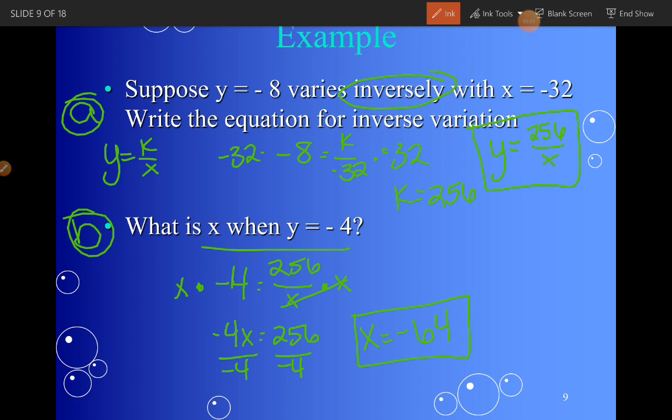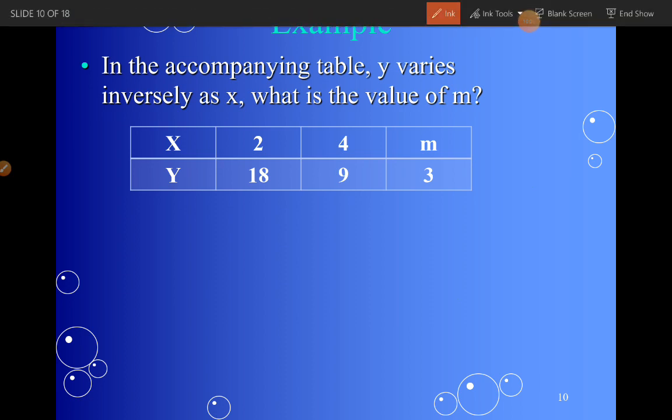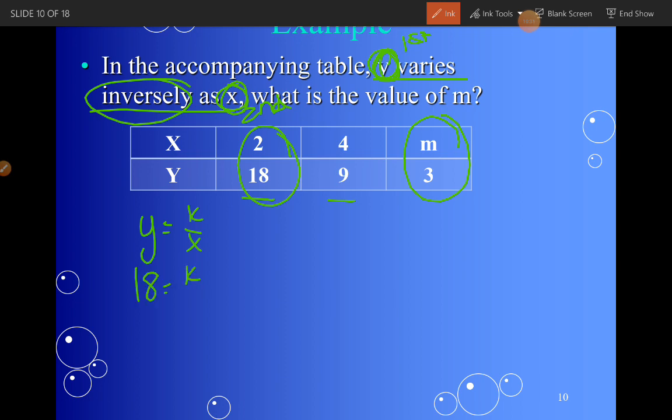Okay. So again, we're just trying to differentiate between the two and figure out how we figure everything out. So this is another problem you might see. Again, y varies inversely with x. I'm hoping you guys have noticed that y's always come first and the x's come second. So what we're going to do is we're trying to find an x here. So we could use any one of these points to find what our k value is. So we get y is equal to k over x. Let's use 2 and 18 because it's the first one. Why not? So I get 18 is equal to k over 2.